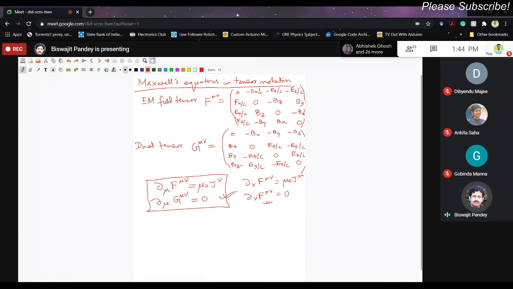So let us start with the first equation, for example. What is the first equation? If I start with this one, say I write ∂_μ F^{μν}. Now what kind of derivative is it? ∂_μ, the index is at the bottom, so it is actually a derivative with respect to x^μ, right? x^μ on top, and then you use F^{μν}, which is equal to μ0 J^ν.